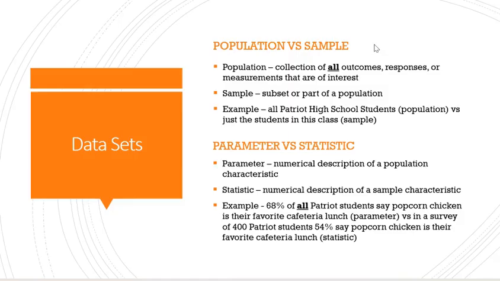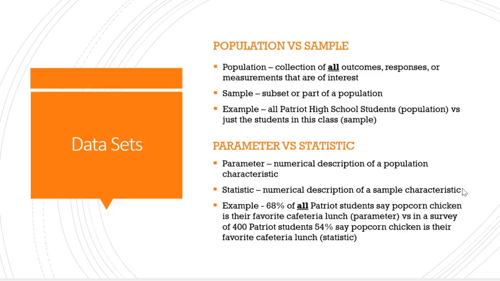Okay, so like if the population is all Patriot High School students, then the students in this class would be a sample because you are a subset, a small piece of all of the students at Patriot High School. And when we collect data from a whole population, that's called a parameter. And if we collect data from a sample, that number is called a statistic.